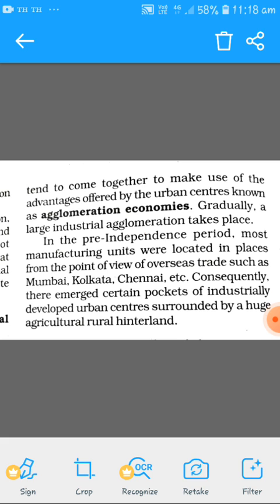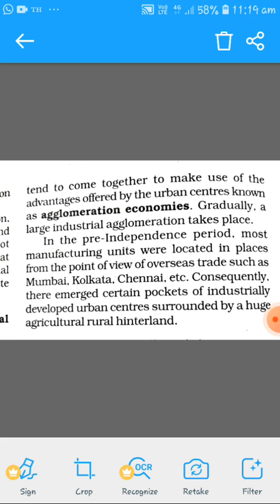Many industries come together and it makes a huge city or region. So why is it industrial agglomeration? I hope you are understanding. In the pre-independence period, most manufacturing units were located in places from the point of view of overseas trade, such as Mumbai, Kolkata, Chennai, etc. Consequently, there emerged certain pockets of industrially developed urban centers surrounded by huge agricultural rural hinterlands.